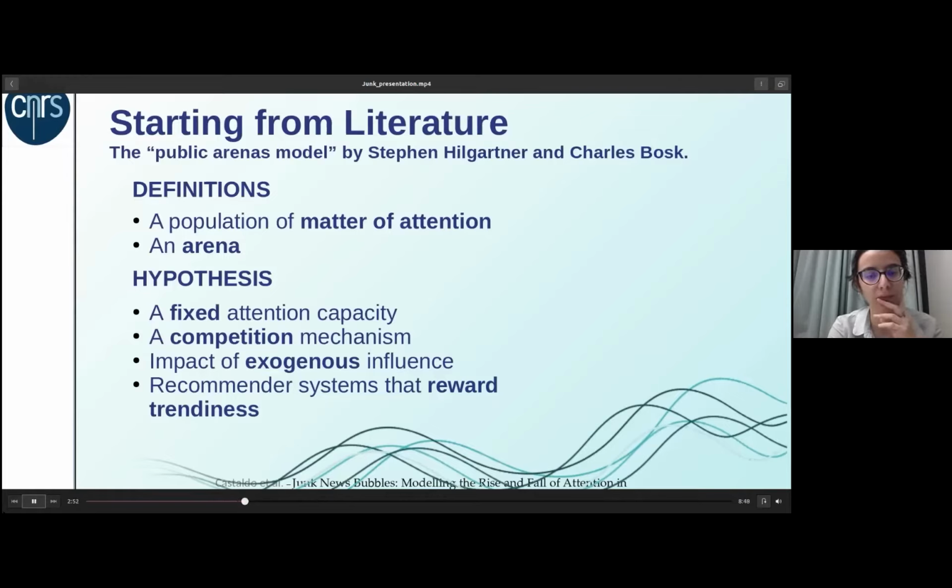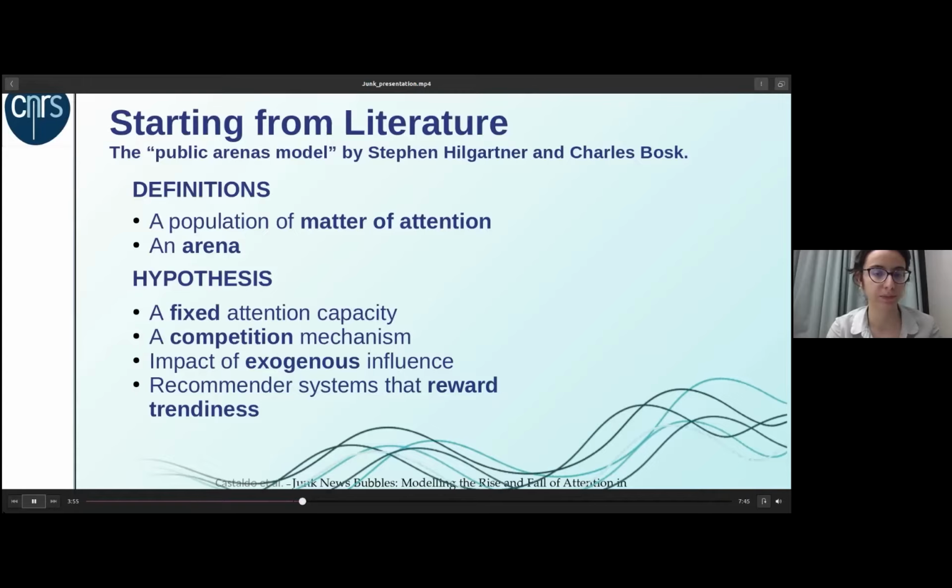Let's now focus on the hypotheses of the public arena model that we kept in our formalization. The first and most important one is related to the fixed attention capacity of arenas. Ghanem and Bosch sustained that on each arena there was always a fixed attention that matters of attention were sharing. This was the effect of the limited amount of time that each user can dedicate to information every day. As attention becomes limited, matters of attention have to compete in order to gain it and to reach the widest public possible. In their model, there was also a way to consider exogenous influence from external events. At the same time, there was a mechanism rewarding popularity with more popularity.